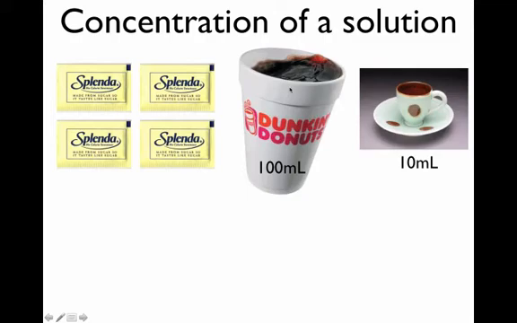Concentration is basically a way of describing how much solute, how much of something, is dissolved in a certain amount of liquid. If the concentration of something is very high, that means that the amount of stuff that's dissolved is large for a certain amount of liquid. If the concentration number is very low, it means that the amount of stuff that's dissolved is not much for every certain amount of liquid.